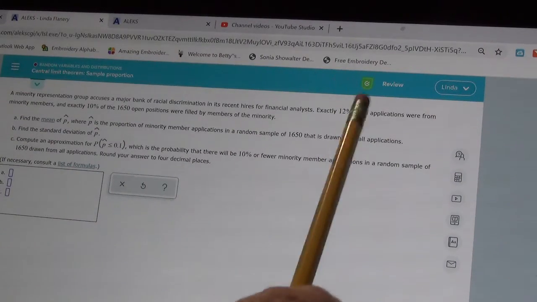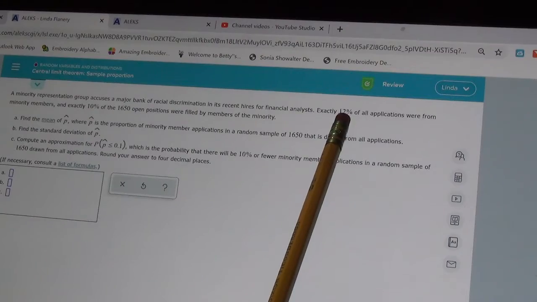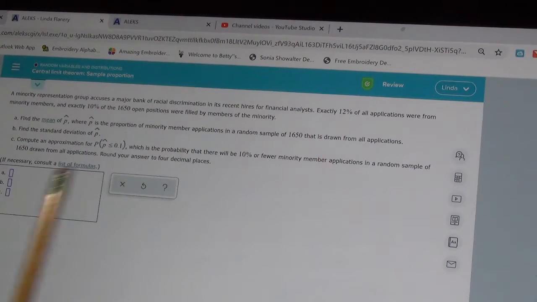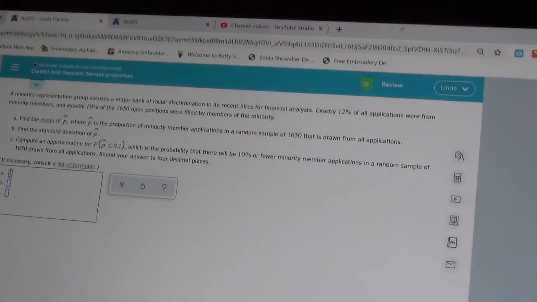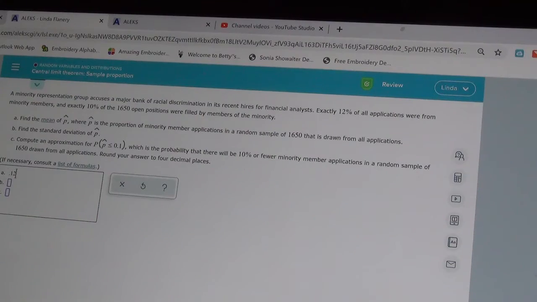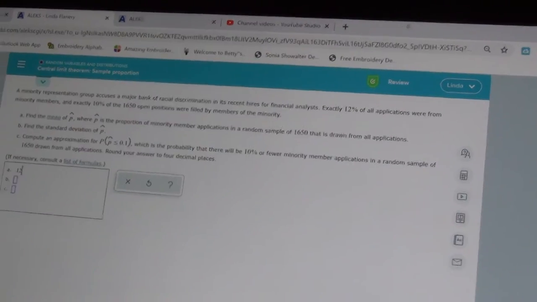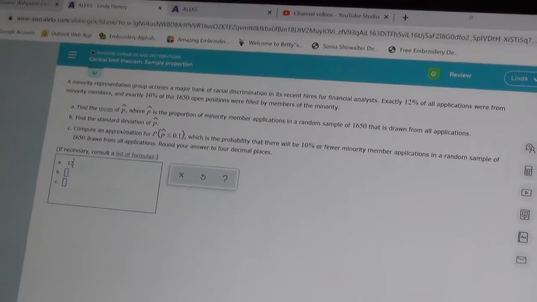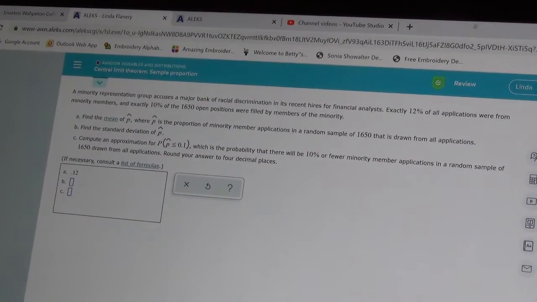So here was the 12% that was from all applicants, and so over here it's going to be 12%, and so I'm going to just put my 12% in there. I really don't have to do any calculation on that. Part B, find the standard deviation of p hat.